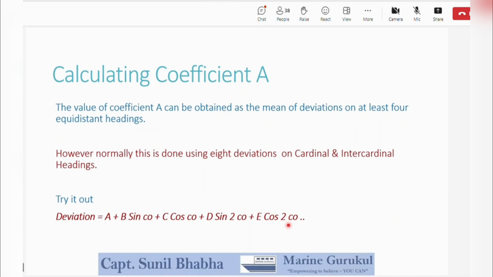Okay, try this out, beta. You write down this formula first with cos 0, second time with cos 90, third time with 180 and fourth with 270. For all these 4 courses, just note down this formula. You will get 4 equations for deviation. Take a mean of them, add all 4 of them and divide by 4. All these coefficients B, C, D and E will get cancelled out. What will remain is only coefficient A. Okay, understood, sir.